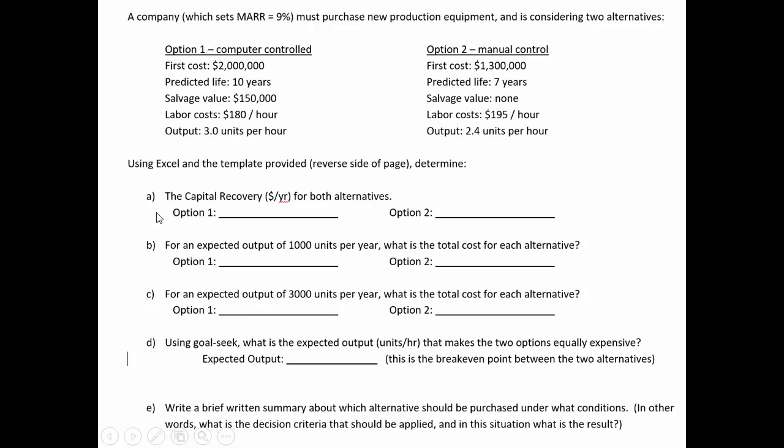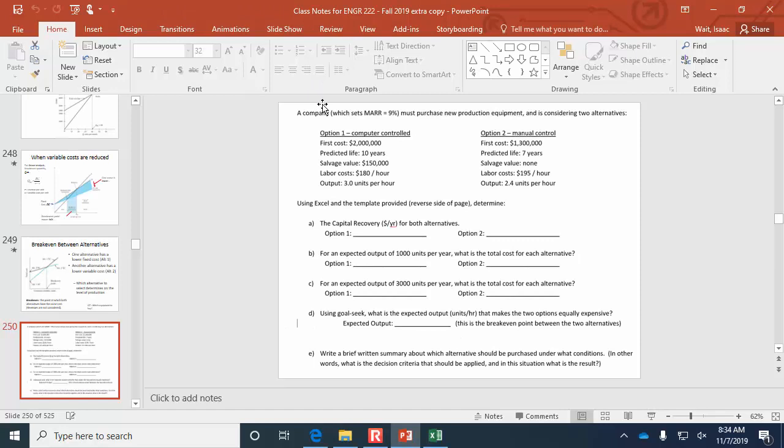So in questions A through E, I'm asking you to consider whether you should go with option 1 versus option 2, and setting it up according to the template that's on the back side of the paper there, which I'll bring up on the screen in just a second, will give you an idea of how to start with the calculations.